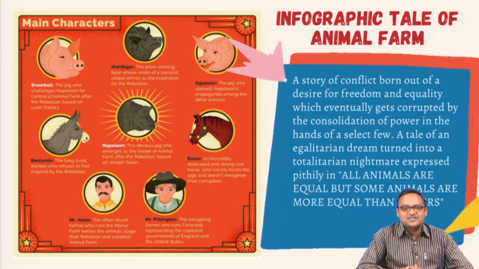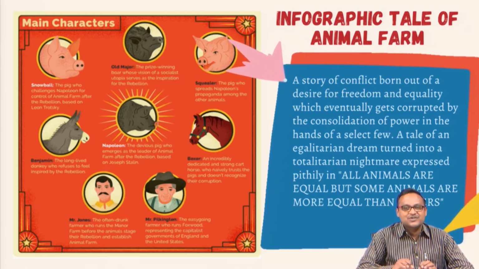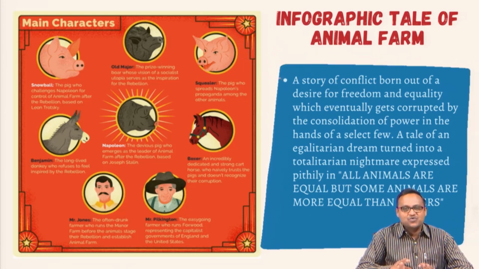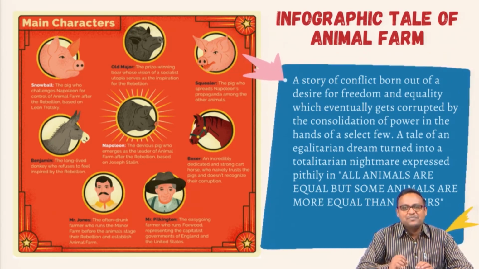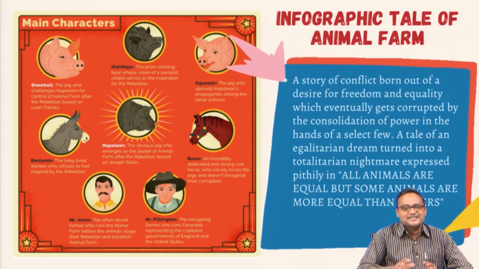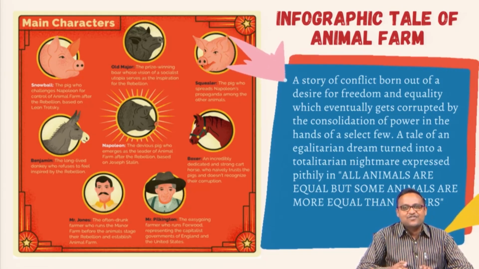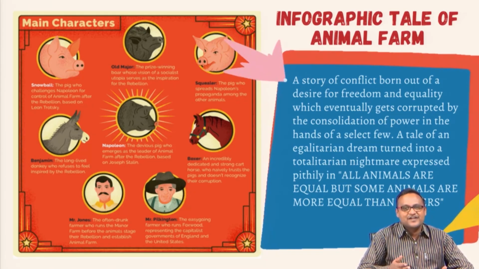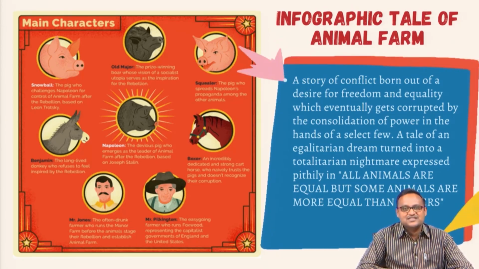Then you have Boxer, who is an epitome of dexterity, an epitome of hard work. So, he goes on supporting Napoleon with blind faith. He is an honest guy, but his honesty is placed in a wrong guy. As a result, his honesty and his hard work are being misused by the system.